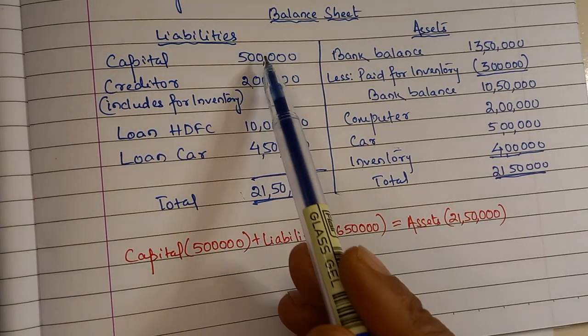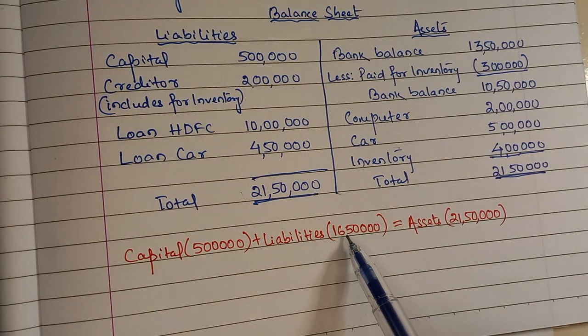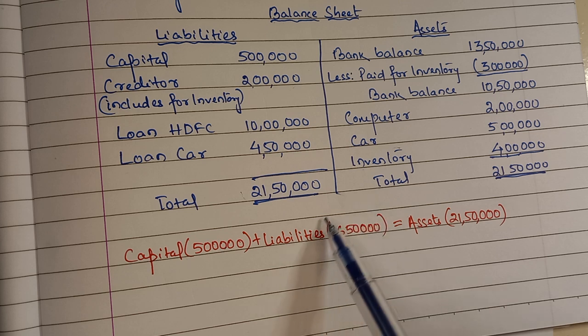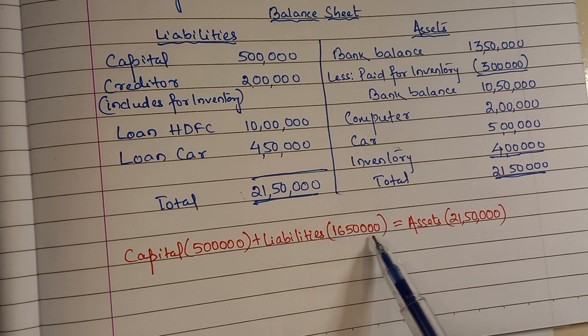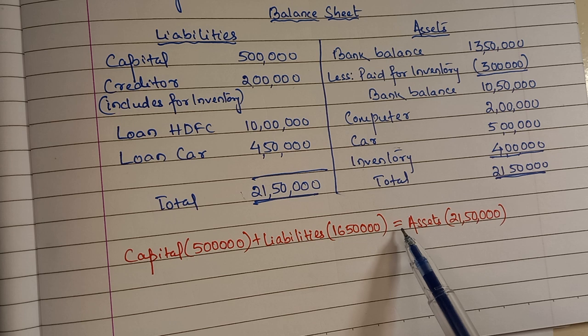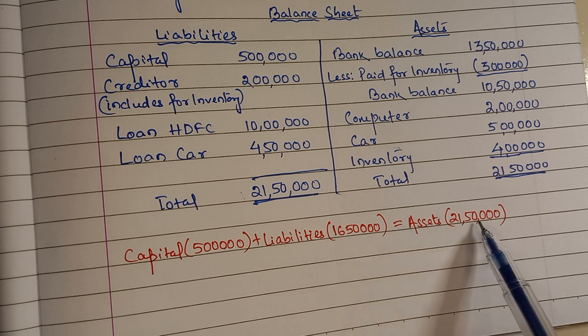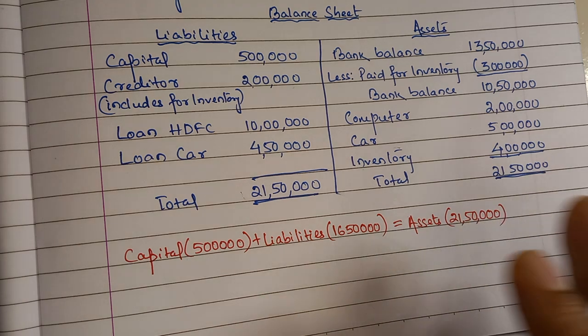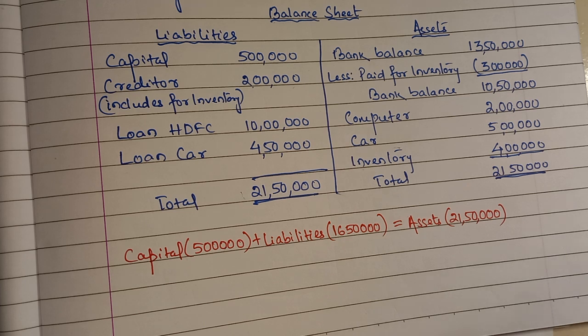So what is the accounting equation here? Capital 5 lakh, that remains the same. Liability, if you see, 16,50,000. The only increase is 1 lakh rupees towards the inventory supplier, equal to assets of 21,50,000 rupees. So this is more about what I explained as the accounting equation. Always keep in mind that capital plus liability is always equal to assets. That means whatever source of funds we get, we can spend at most that much, and the assets will never be more than the capital plus liabilities.